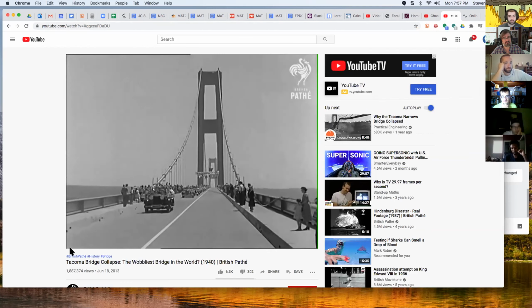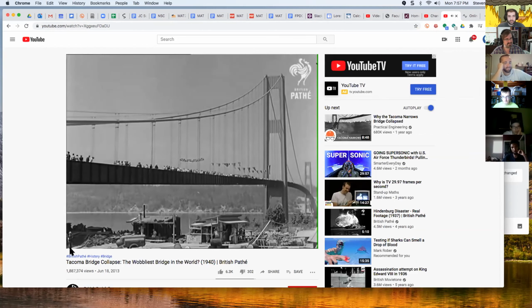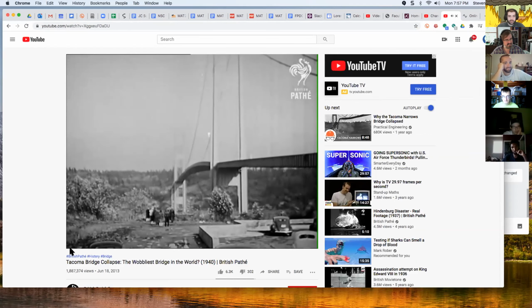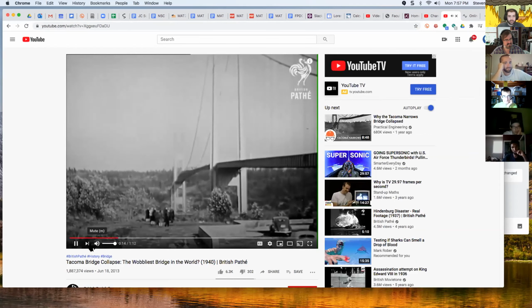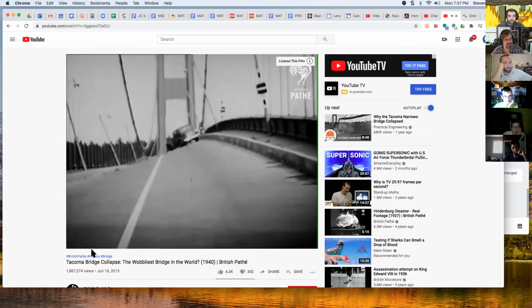Tacoma Bridge, Washington, opened only a few months ago, was built at a cost of over $6 million. But misfortune overtakes the great structure. These are some of the most amazing pictures ever recorded by a newsreel. The actual collapse of the world's third largest suspension bridge.